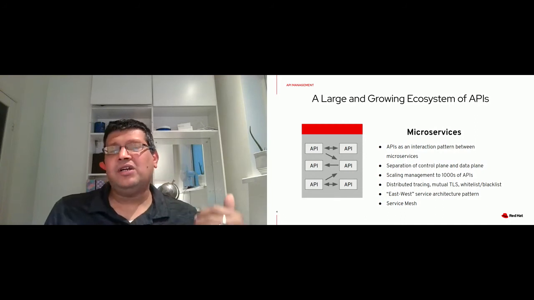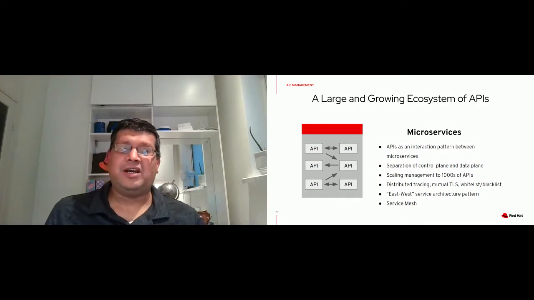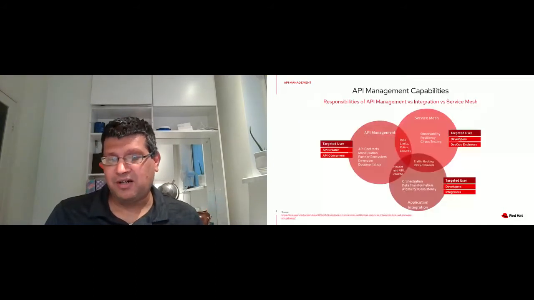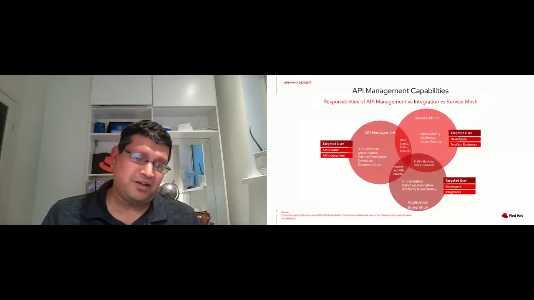When you're dealing with targeted users who are either API consumers or API creators or API developers, they are more concerned with having a developer platform, having API documentation, contracts, monetization, having a partner ecosystem. This is where the concerns of API management come into place.